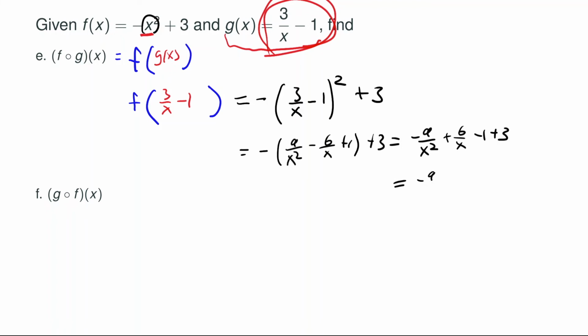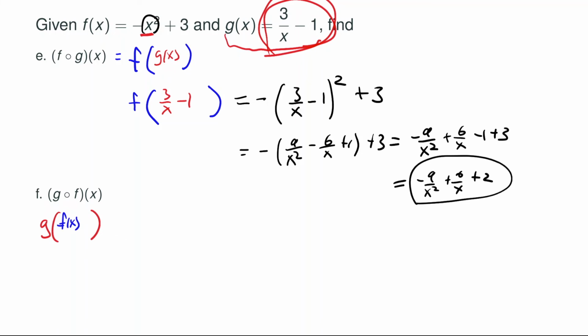We get this as our final answer for f of g of x. Now g of f of x, now this was different. We're going in a different order. Now we're doing g of f of x. So the outside function is g and the inside function is f of x. So that means f of x is the input.